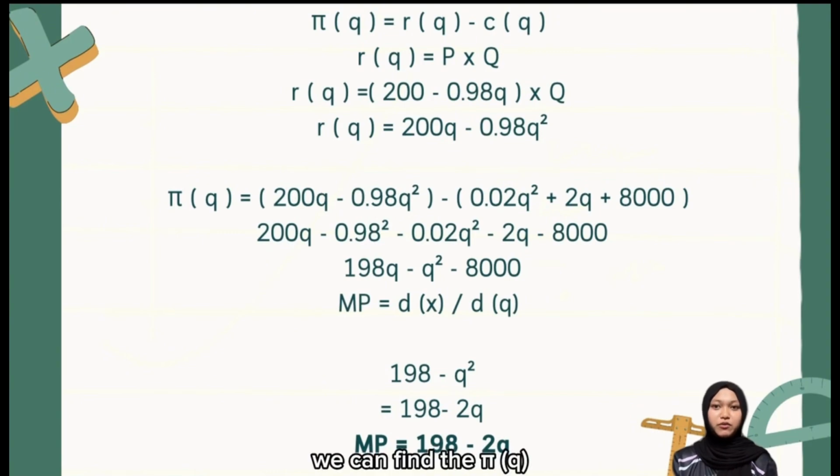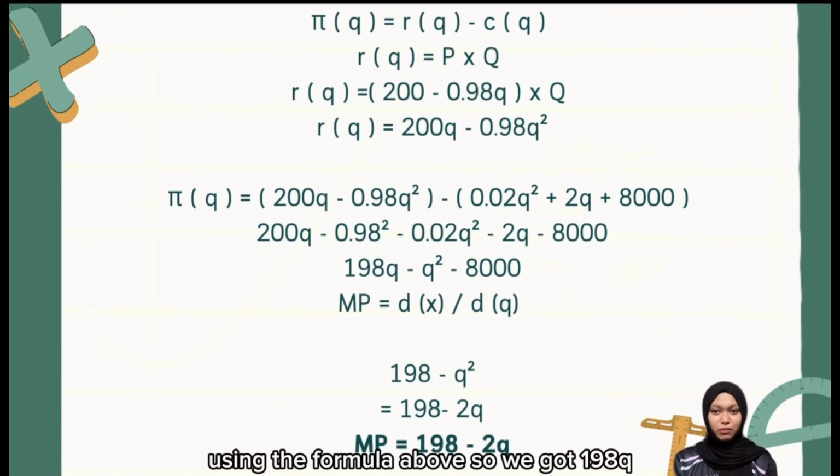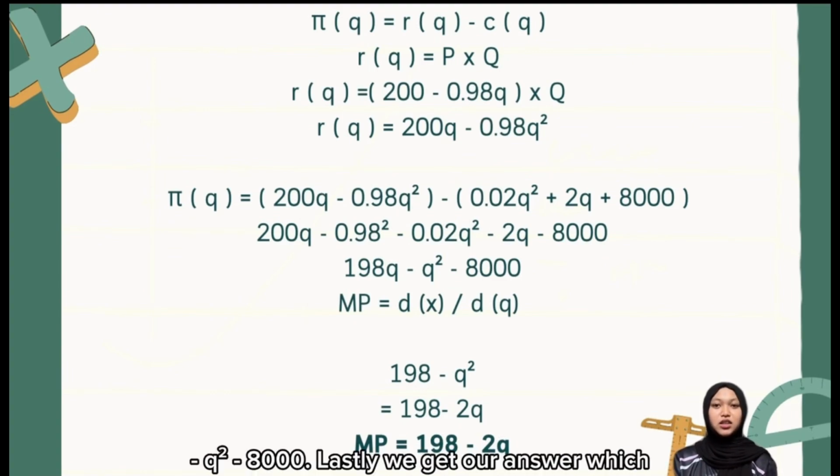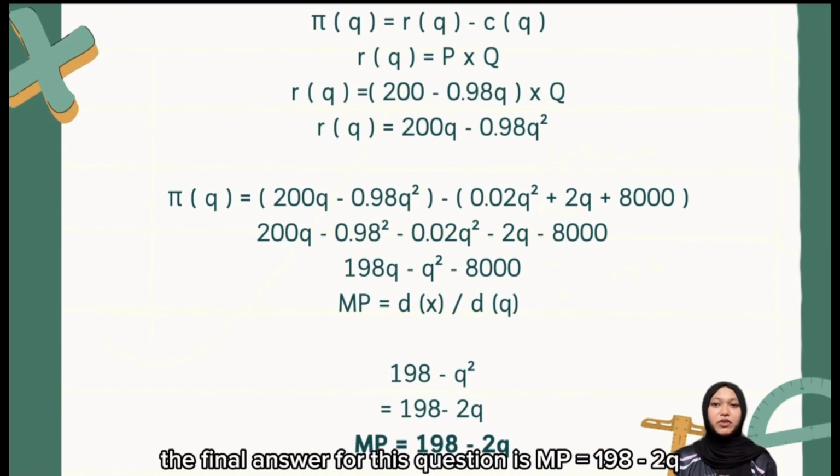After that, we can find the pi(Q) using the formula above. So we got 189Q minus Q squared minus 80,000. Lastly, we get our answer, which is 189 minus 2Q after the differentiation. The final answer for this question is MP equal to 189 minus 2Q.